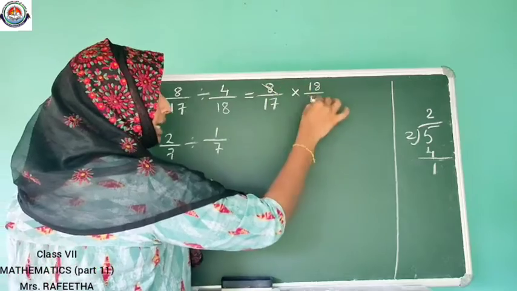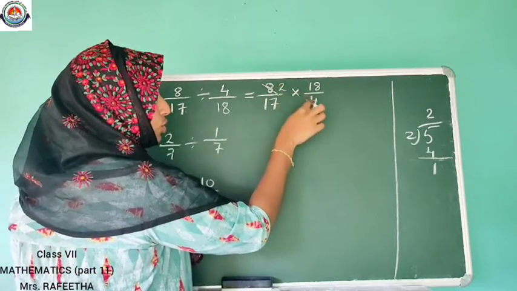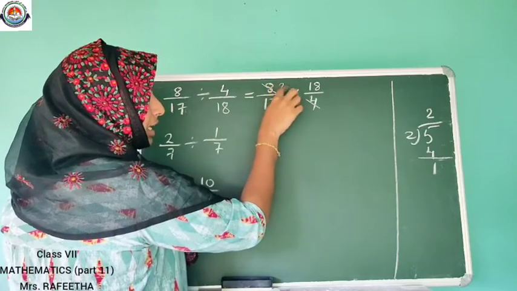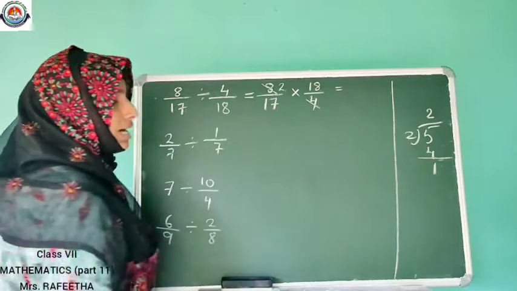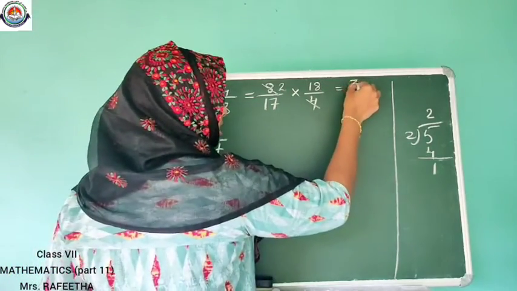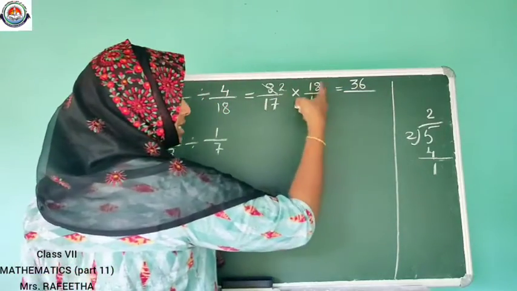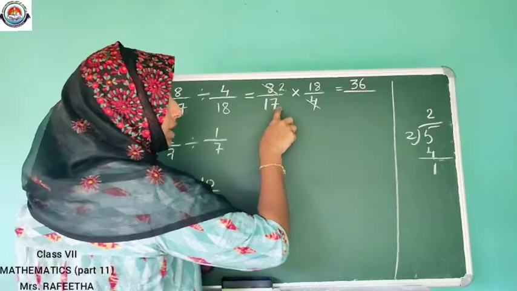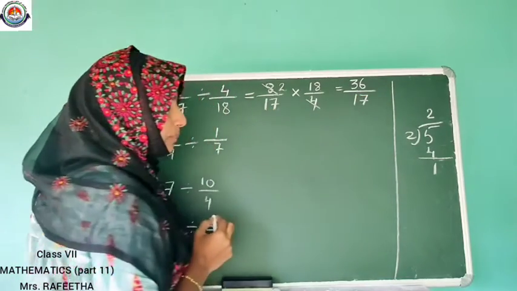Then 4 and 8 we can cut, because what will be here? 2. We know that 4 twos are 8. So 4 and 8 we can cut and write 2. Here the remaining is 18 into 2. What is 18 into 2? That is 36, double of 18. 2 eighteens are 36. Then what is remaining in the denominator? That is 17.